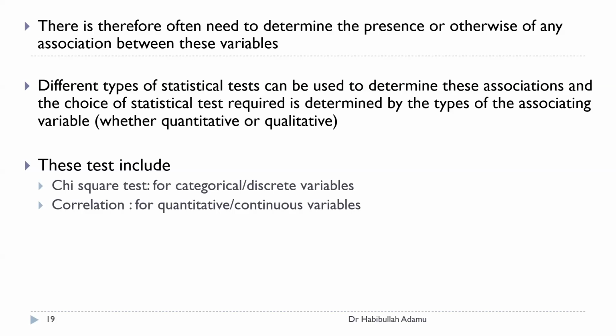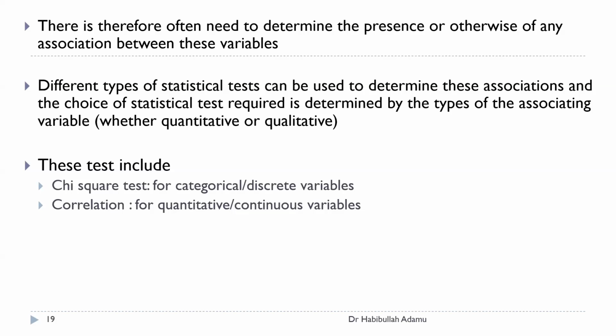Chi-square test is also another test that can be used to test for association. However, it is for what? Categorical variables. Variables that are in what? In categories. For example, sex. You want to look at whether there is association between sex and blood pressure. So you can categorize your blood pressure into normal and hypertensive. And then your sex is already categorized into male versus female. So here you have your variables in categories.